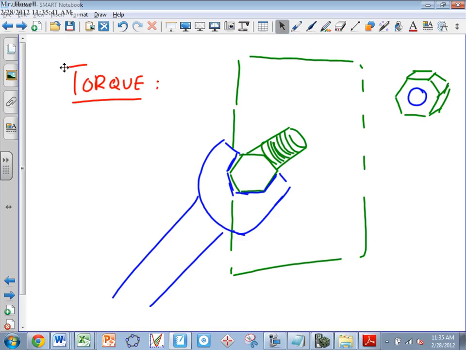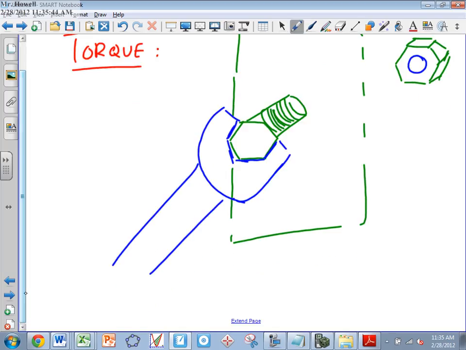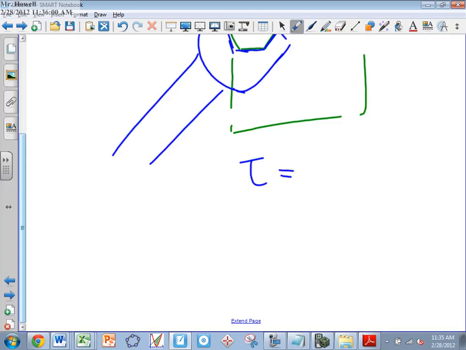So for this example, what I want you to think about is this. The torque involved, which is that symbol that's not a T. Anybody know what that symbol is? Tau. T-A-U. Tau. Very good. Tau, which is the torque.